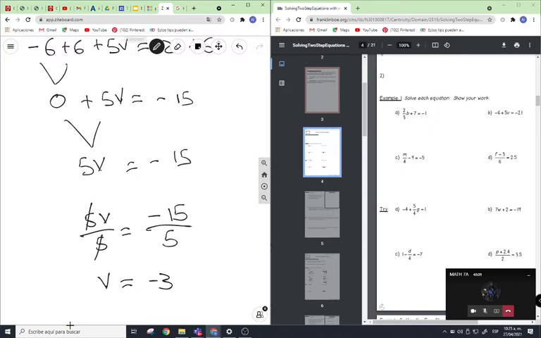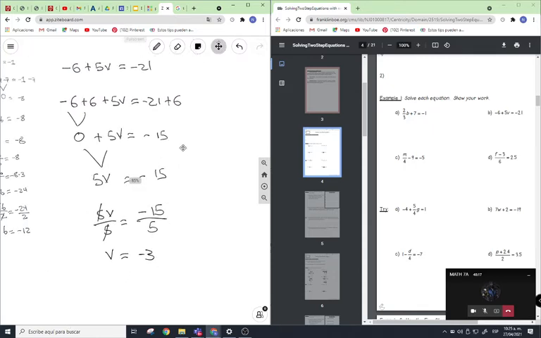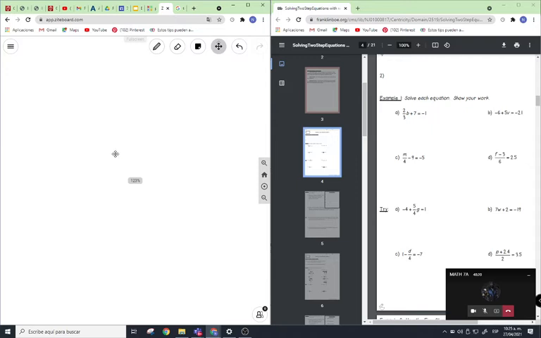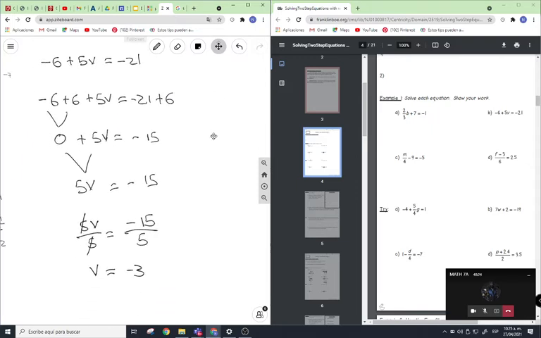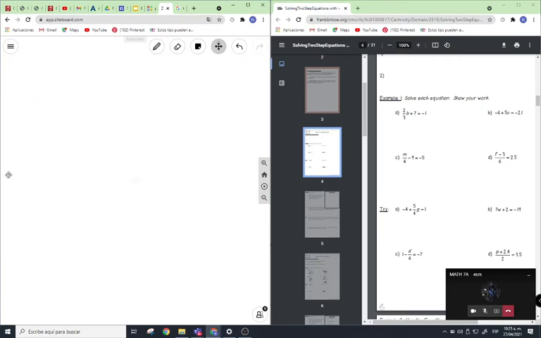So that way you can do this equation. And let's do another one. Let's do the last one for this video. Okay, let me show you the whole process of this one. And now let's do another one. M divided by 4 minus 9 equals negative 5.